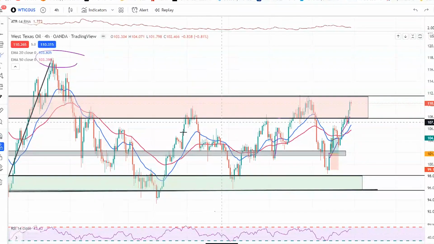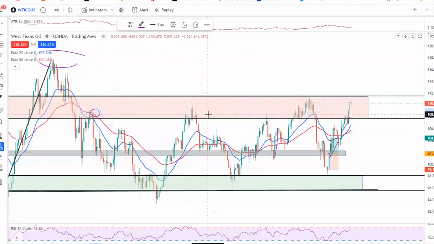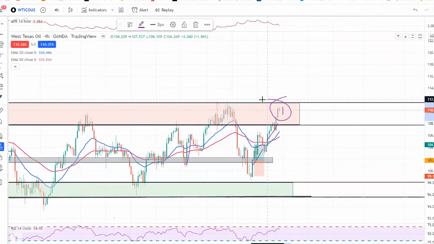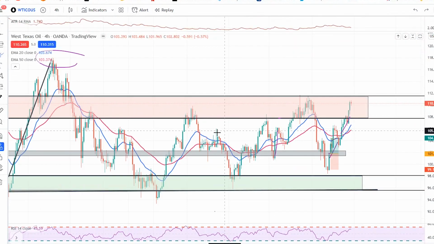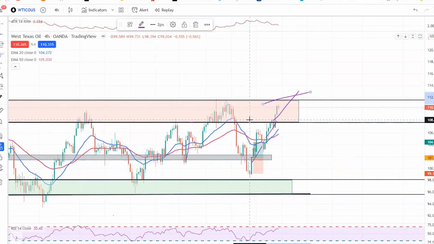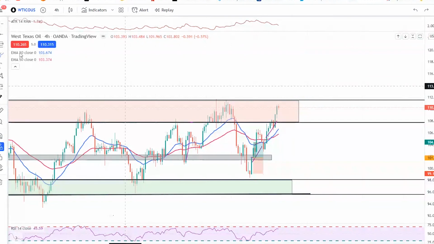Now, as you can see, this zone has acted as resistance 1, 2, 3, 4 times now. Now I will avoid taking a short entry from here. So with experience, I'm telling guys, I can be wrong, but with experience, when I see the price action has fallen from the same zone 2 or 3 times, then there is a chance that the market can break above that zone. So now I will not take any short trades.